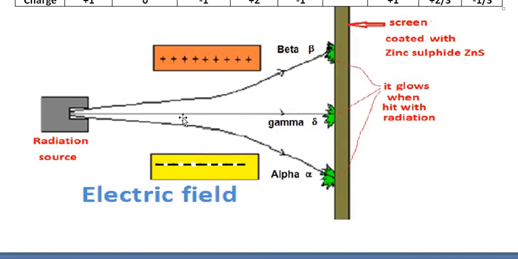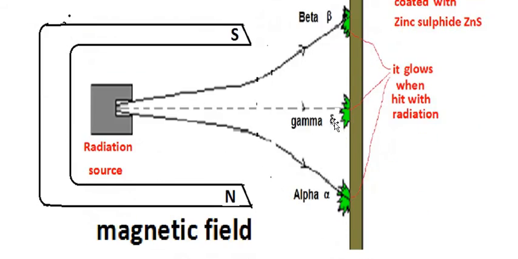In the electric field, alpha particles, because they are positively charged, will be attracted to the negative pole, or the negative plate of the electric field. And beta radiation, because it is negative, deviates towards the positive pole. Gamma radiation, because it is uncharged, passes without any deflection. It passes in a straight line without deviation. And the same in the case of magnetic field.